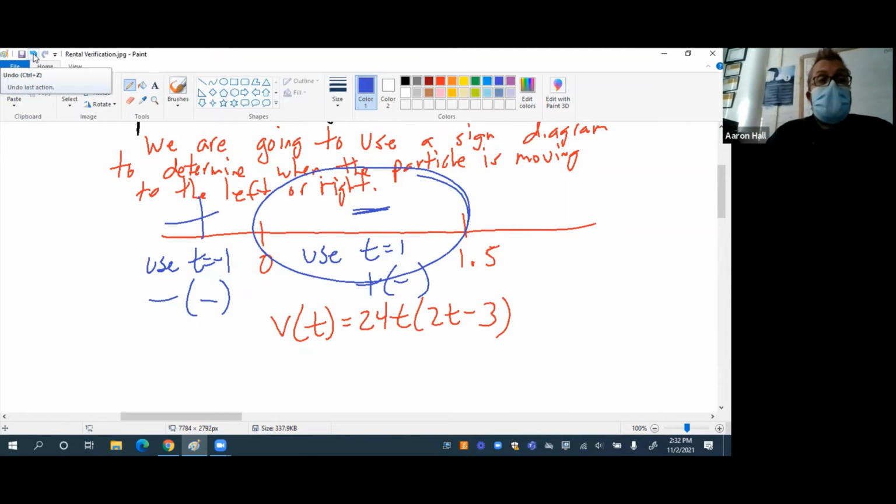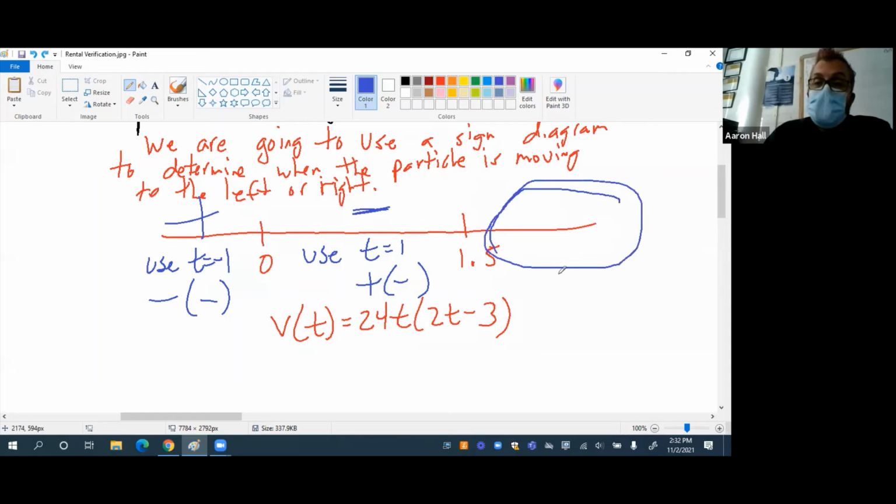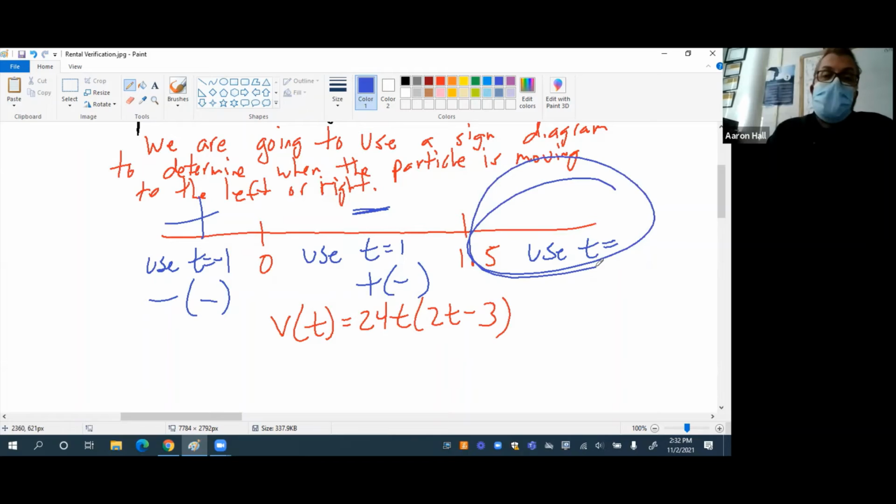It's moving left. Yep, the particle is moving left for this entire interval. From 0 seconds to 1.5 seconds, it's moving left. All right, what's a number over here that would be representative of this interval? What's a number? 2. Okay, let's use, could you use 5 or 10 or 100? We could use anything over here. So yeah, let's use 2.